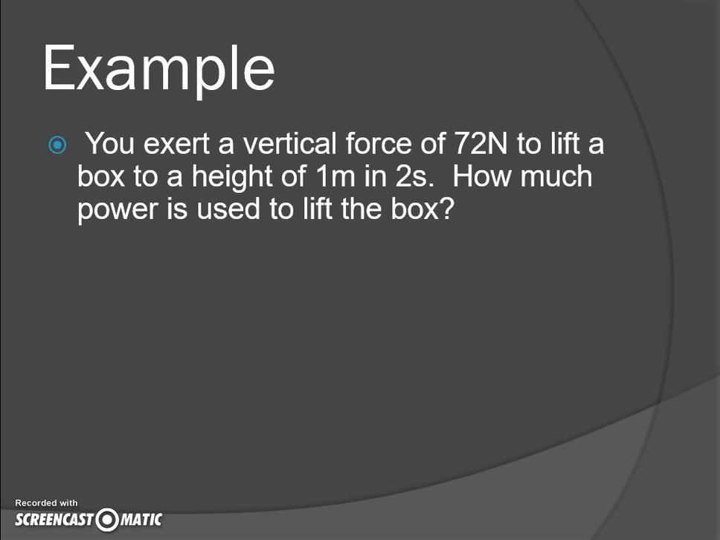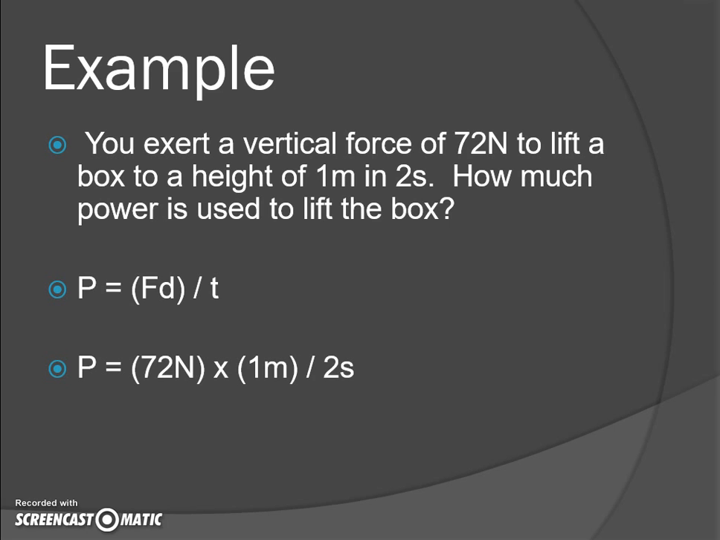Here's an example. You exert a vertical force of 72 newtons to lift a box to a height of 1 meter in 2 seconds. How much power is used to lift the box? Here, I'm not giving you the work. I want you to calculate that first. So power should equal your work, or force times distance, divided by T. Let's plug in 72 times 1, get that number, and then divide by 2. So essentially 72 divided by 2. You should get roughly 36 watts, or 36 W.